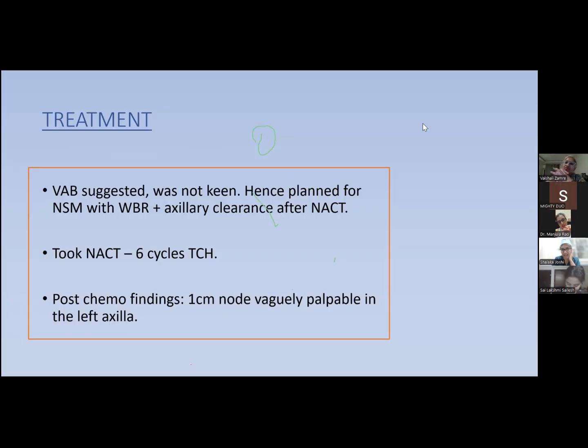unless we would have done the approach because she's an N2 nodal mass. I wouldn't choose a nipple sparing mastectomy. She could very well have a therapeutic mammoplasty.